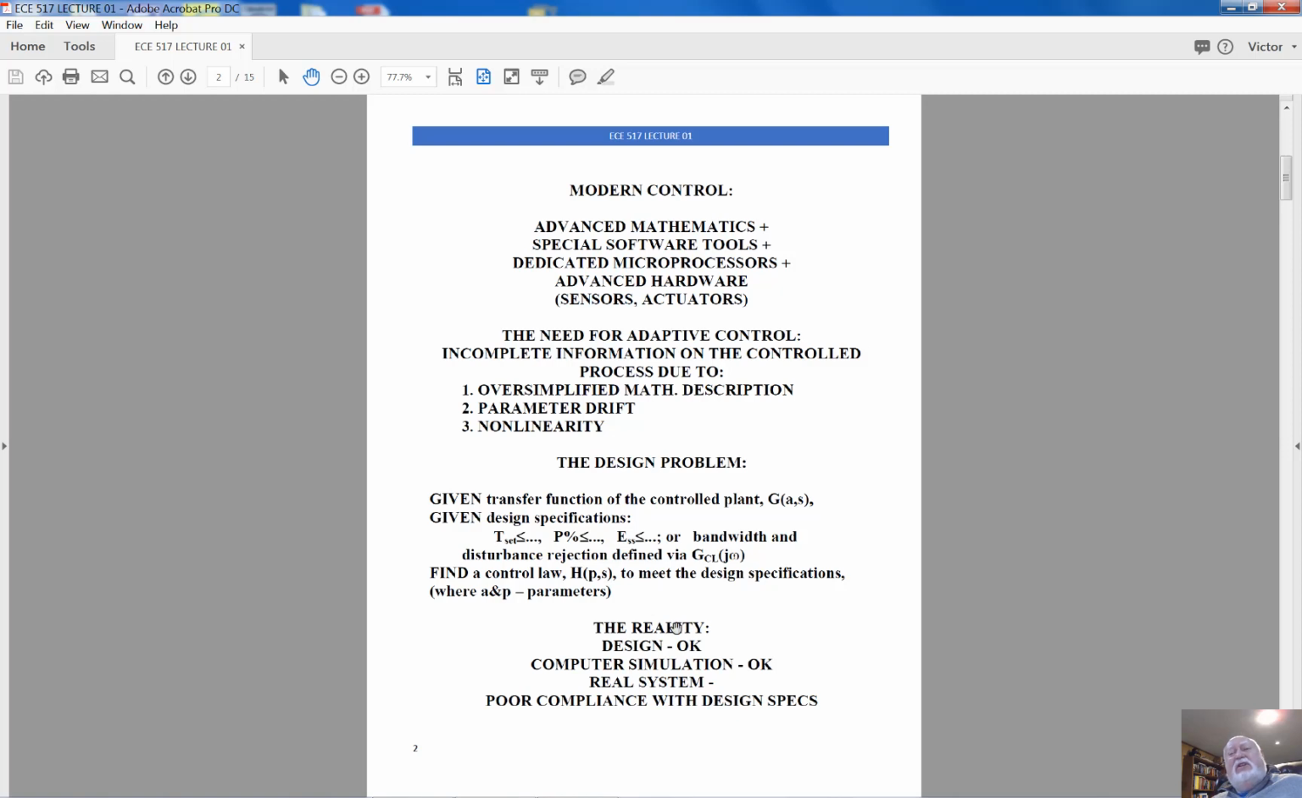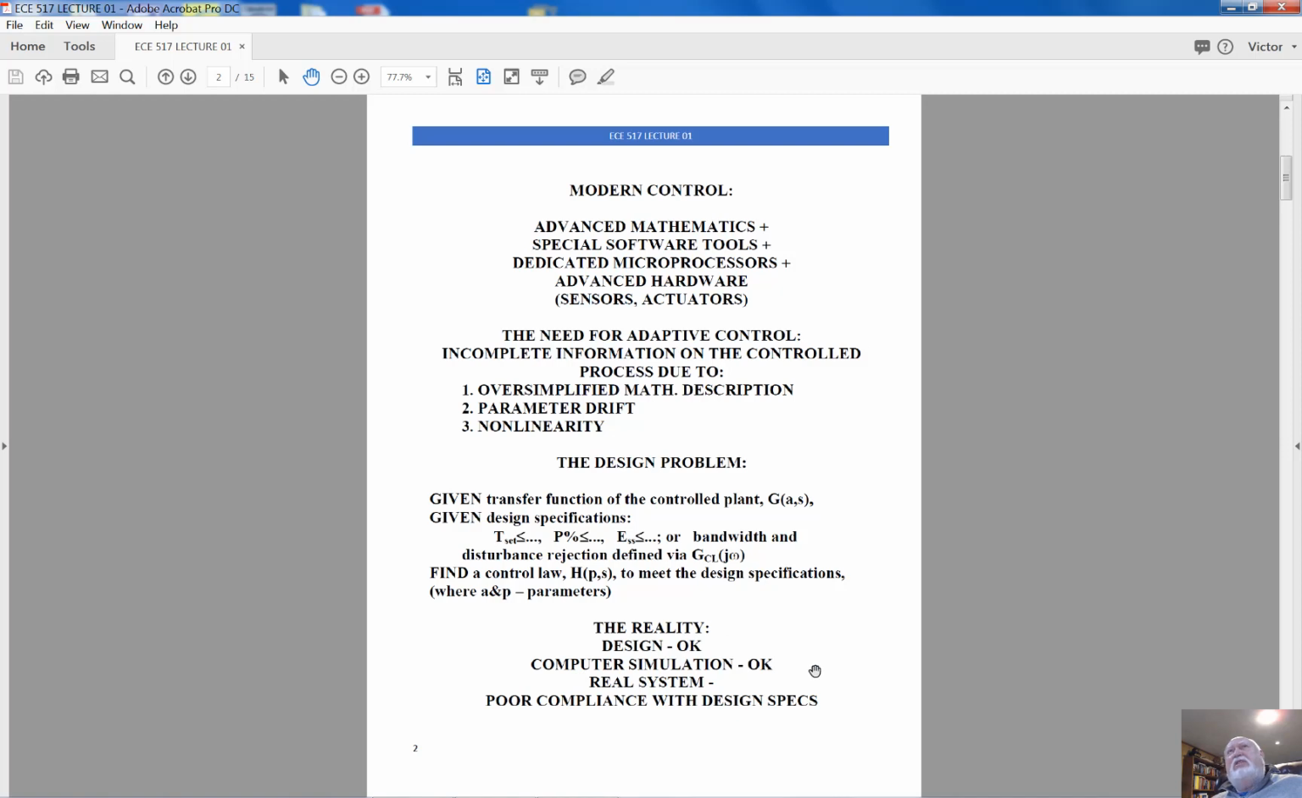But let's face the reality. You may design the system using the techniques presented in 361, techniques presented in 462. You will test your system in the simulation environment, and you will see that your designed system fully complies with the design specifications.